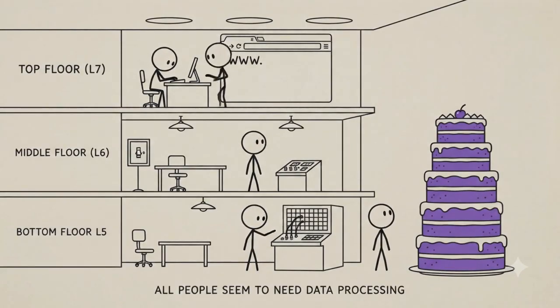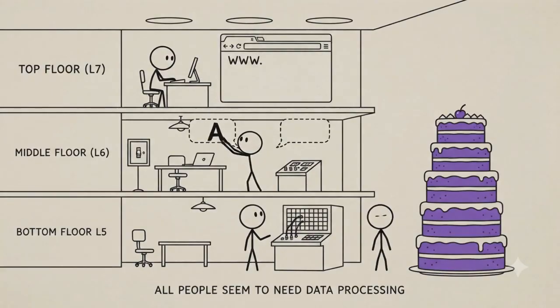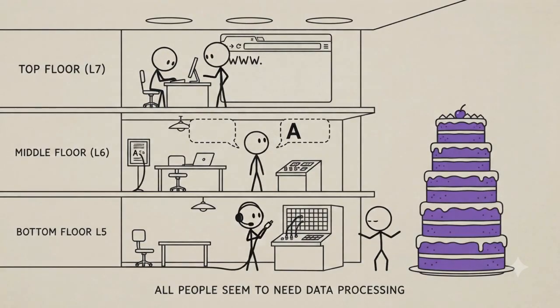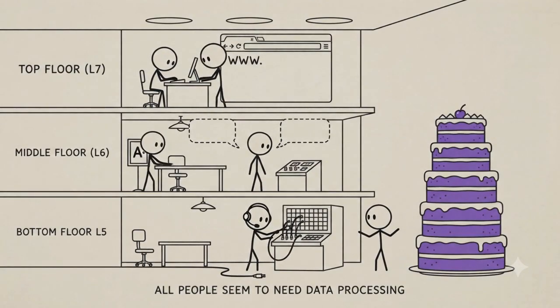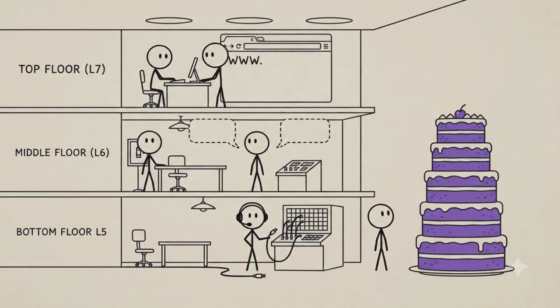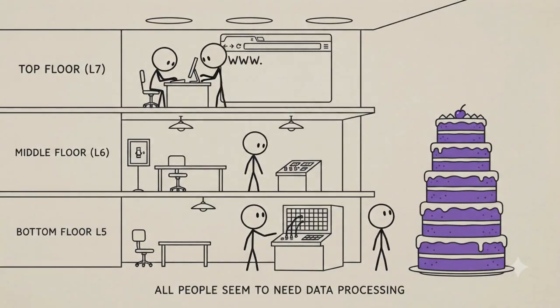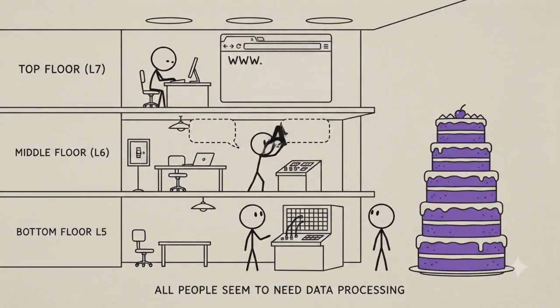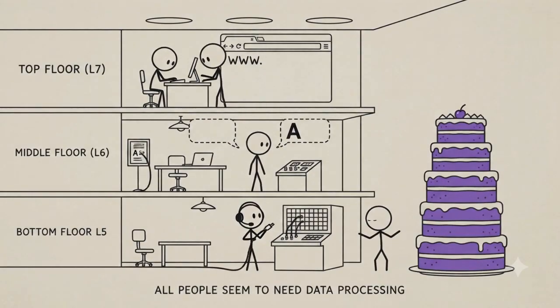Layer 6, the presentation layer, translates and formats data so both sides understand each other. Encryption, decryption, and formats like JPEG, MP4, and ASCII live here. It's the translator converting your letter into the recipient's language.